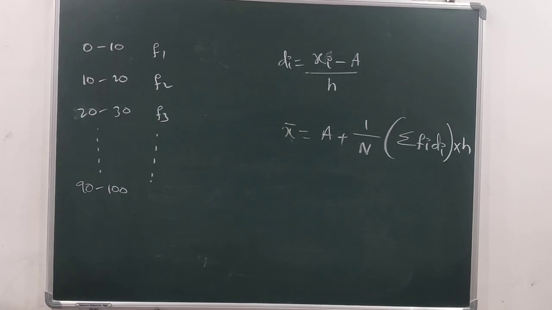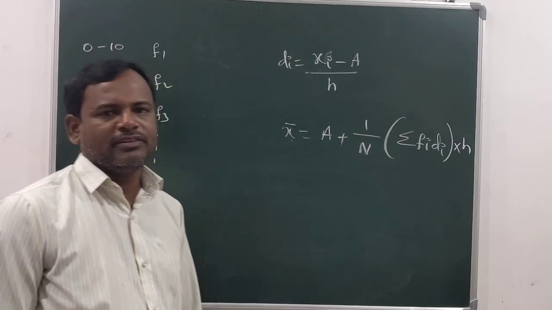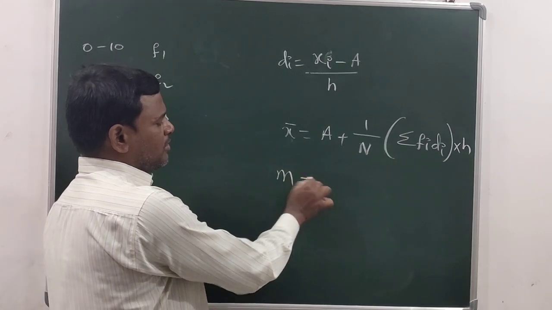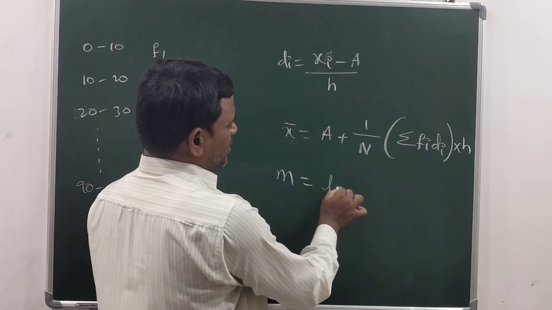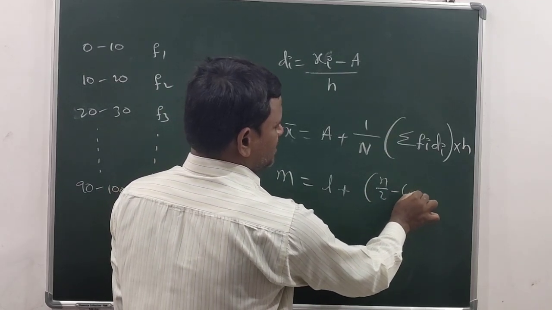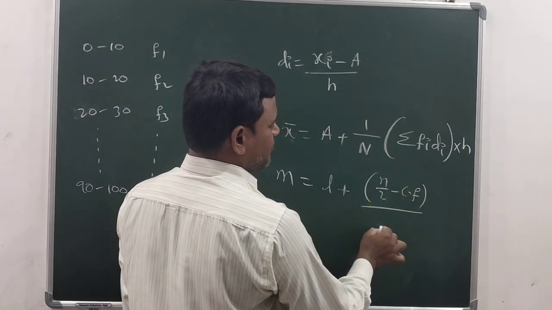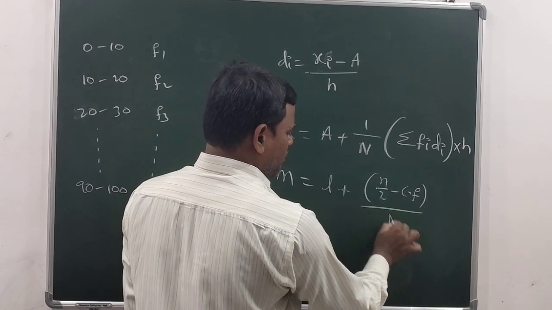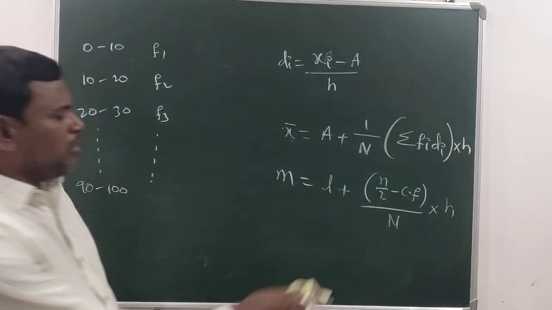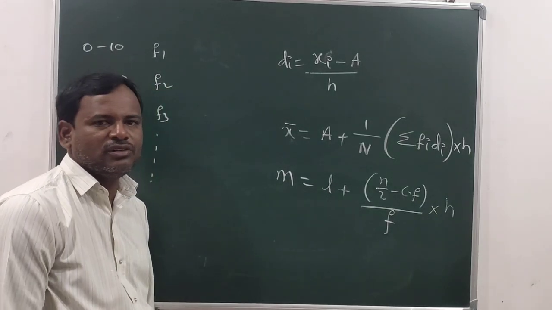Next, same, how to find mean deviation from their median. So what is the formula to find the median? M is equal to L plus n by 2 minus CF, okay students, CF by capital N, no? So into H or small f here, small f. This is a median formula which you learnt in the 10th standard.